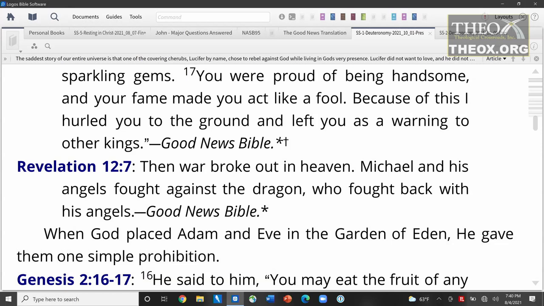Okay. One more. Revelation 12, verse 7. Then war broke out in heaven. Michael and his angels fought against the dragon, who fought back with his angels.